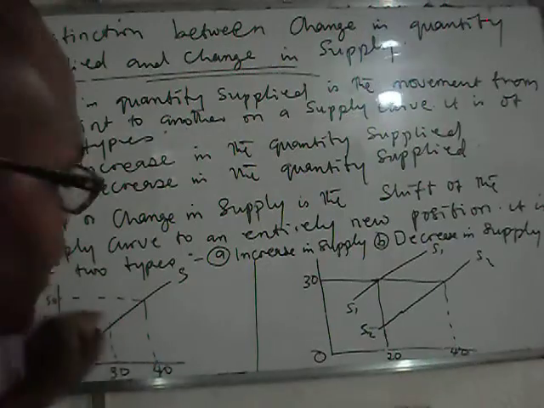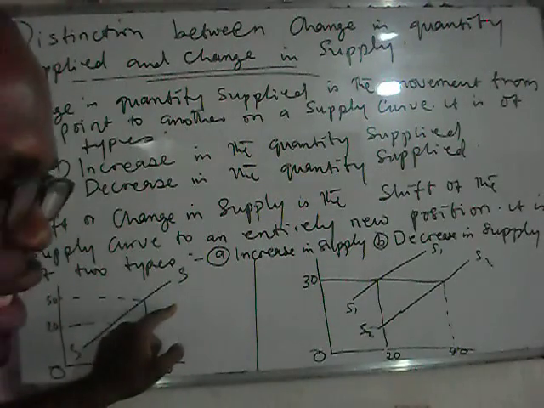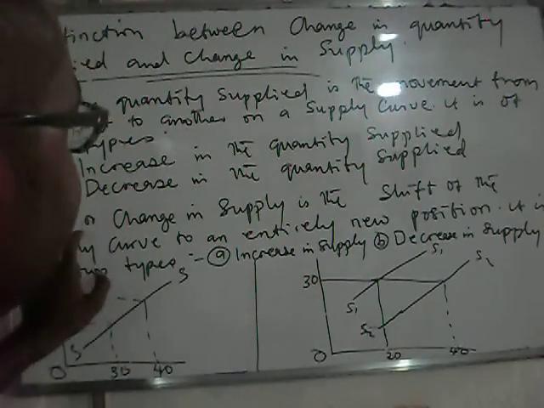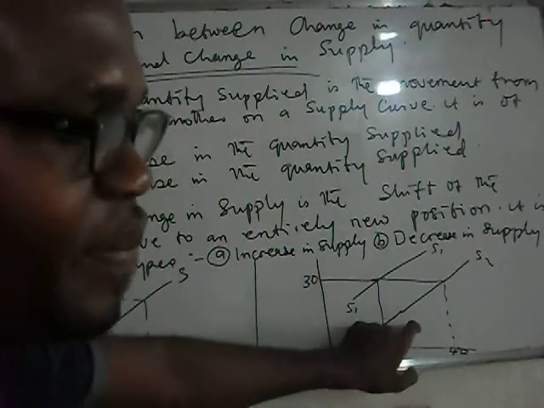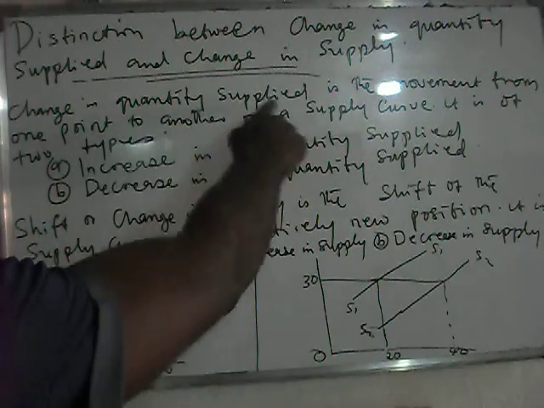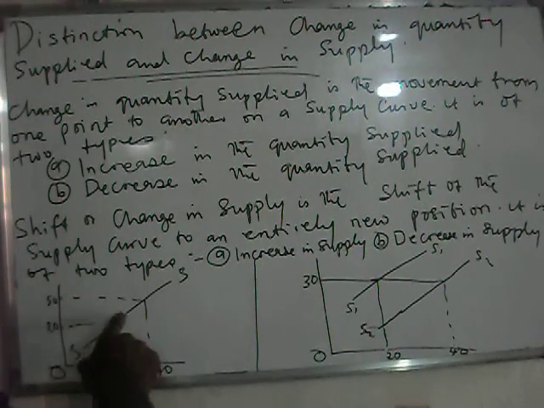This is a graph of change in quantity supply. Can you see it? It's only one curve. Is that clear? Only one curve. But this is a graph of what? Change, shift or change in what? Supply. You understand? Whenever you're talking about change in quantity supply, you're talking about movement from this point.